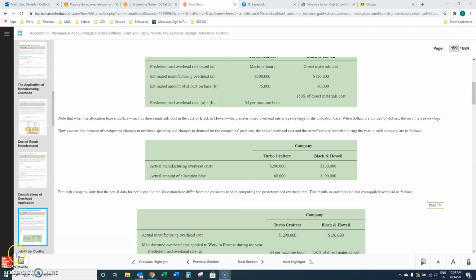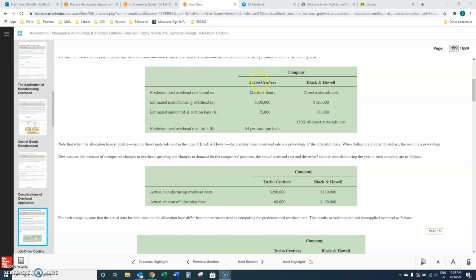So an example here, this is on page 159 and 160 in your text. This company, Turbo Crafters, is going to base their overhead on machine hours. So that's their cost driver. They estimate their overhead to be $300,000, and their allocation base, which is machine hours, they estimate to be 75,000, which means their predetermined overhead rate is $4 per machine hour.